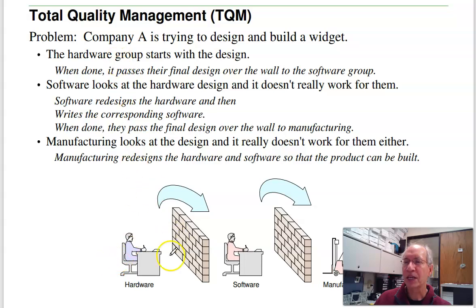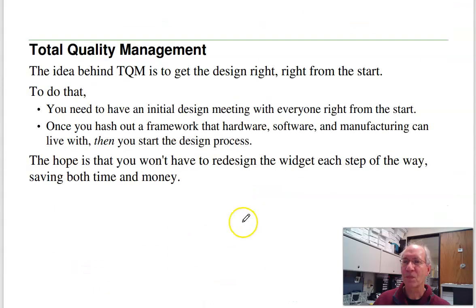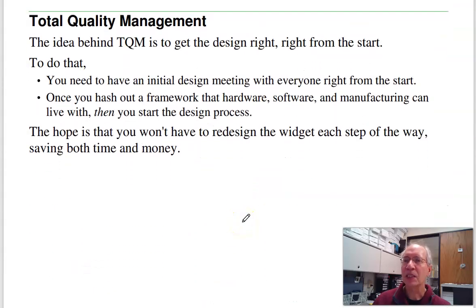When you start the project, have somebody from hardware, somebody from software, somebody from manufacturing in the room, come up with a design that's going to work for everyone. Once you come up with a design, then design the hardware, throw it over the wall. That design should work for software. They write the software, throw it over the wall. That should work for manufacturing. That avoids some of the rework. That's called total quality management. And the whole idea is to come up with a design that's right from the start. And the hope is that you won't have to redesign the project each step of the way.